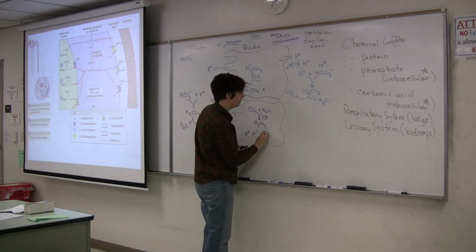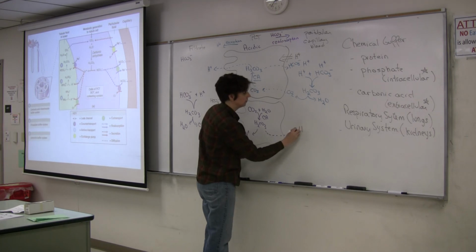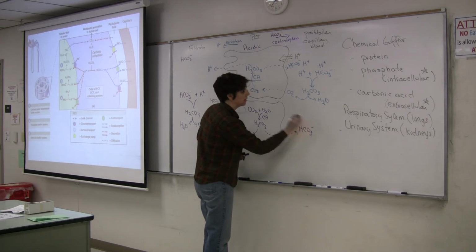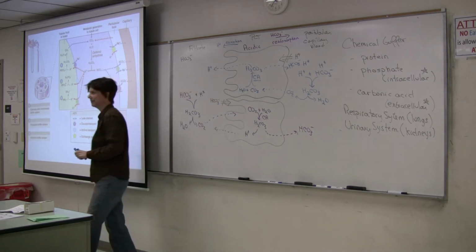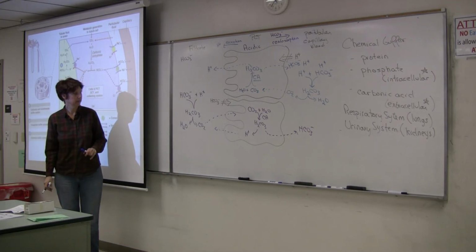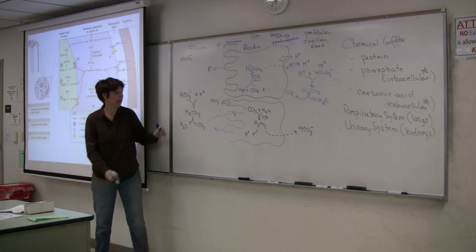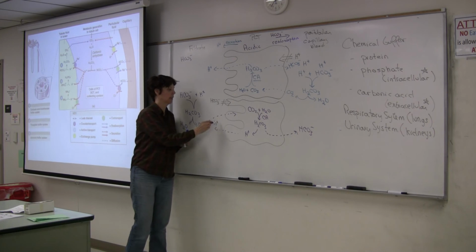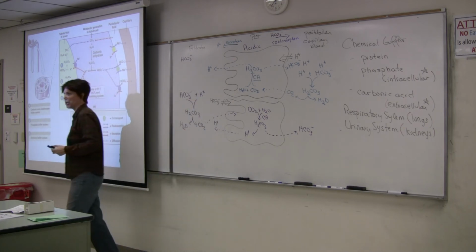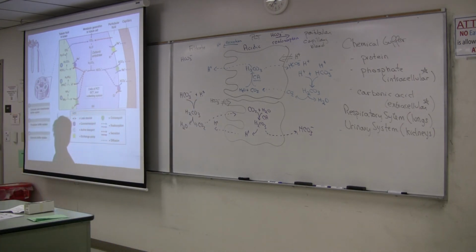And the bicarb now is added to the blood. So we lose our bicarb and get back the hydrogen ion that we used to make the carbonic acid. So now we've doubled the buffering effect of the urinary system. We're secreting hydrogen ions and we're adding additional buffers back to the blood by reabsorbing the bicarb.